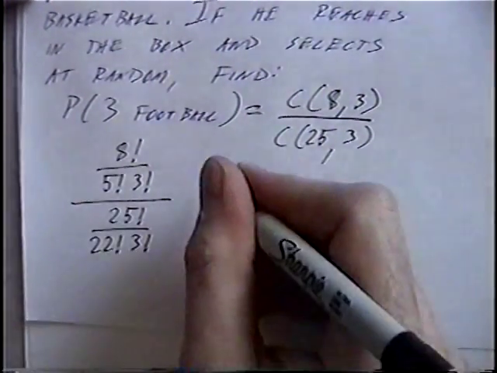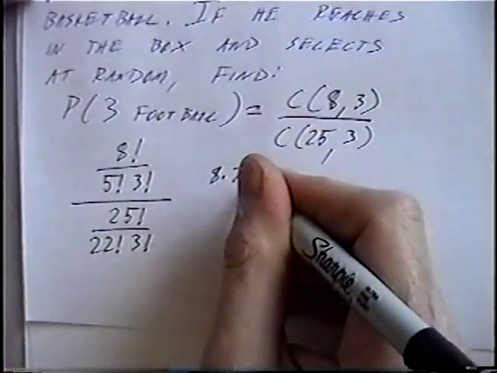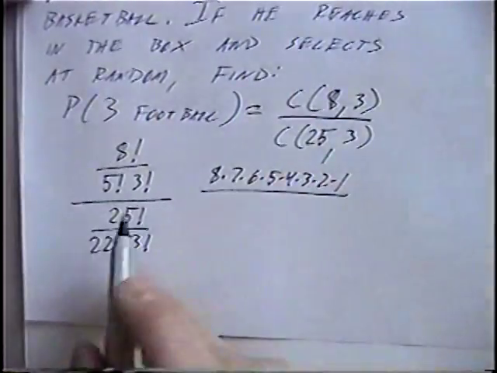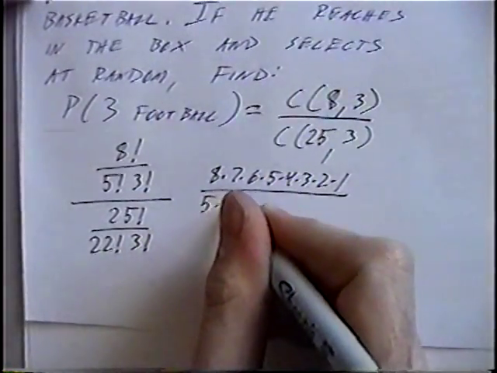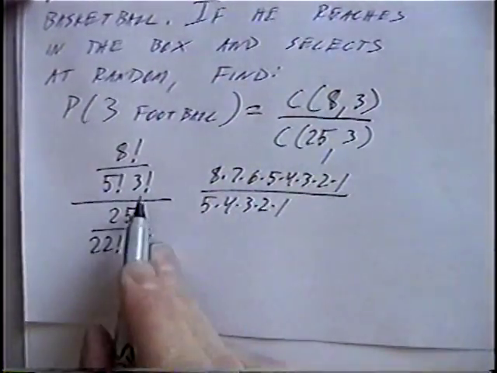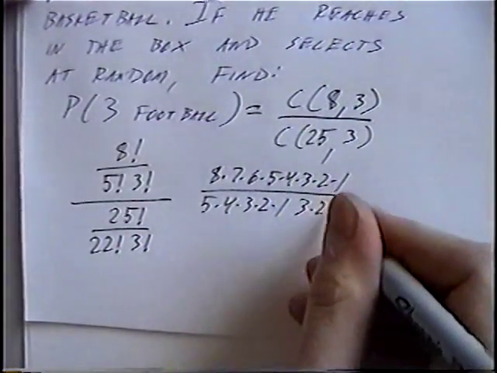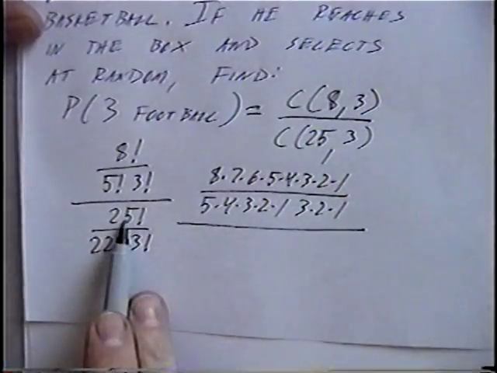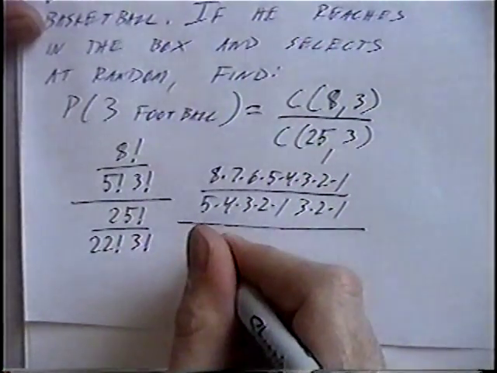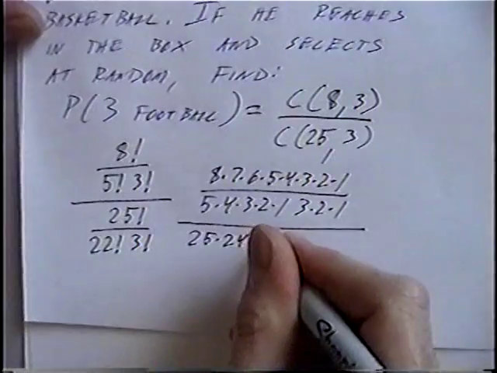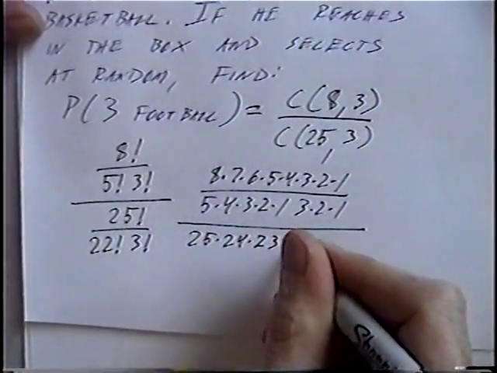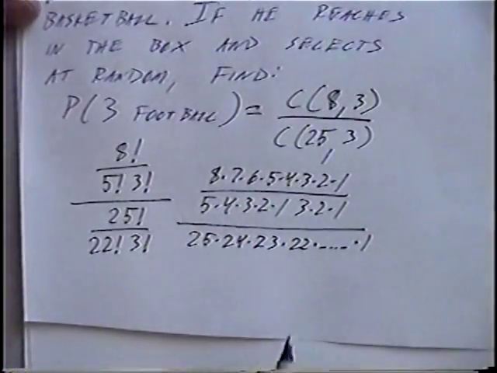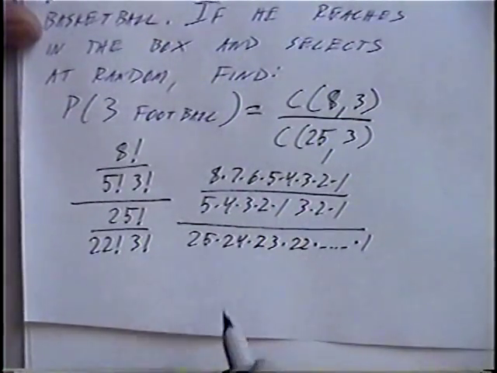Simplifying this out, 8 factorial would be 8 times 7 times 6 all the way down to 1. 5 factorial would be 5 down to 1. And 3 factorial would be 3 down to 1. For the bottom fraction, we'll have 25 multiplied down to 1. What I'll do in this case is go down to 22 and put dot dot dot times 1, because we'll be crossing these numbers off in just a minute.